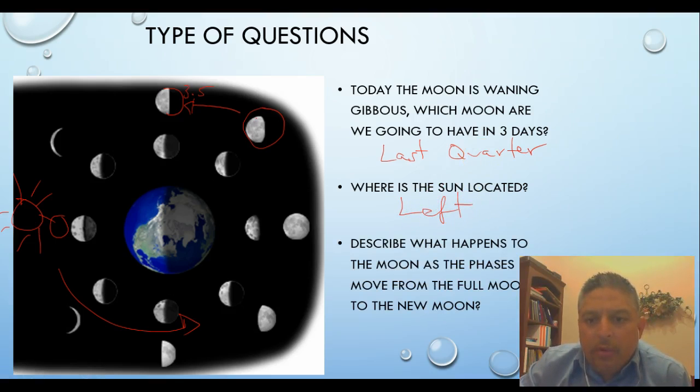Describe what happens to the moon as the phases move from the full moon to the new moon. So if you're on the full moon and as you move to the new moon, what happens to the moon phases? So as we can see, they're actually disappearing, they're shrinking, getting smaller, right? So we can say that this one is shrinking. And that's it. Let's move on to the next one.